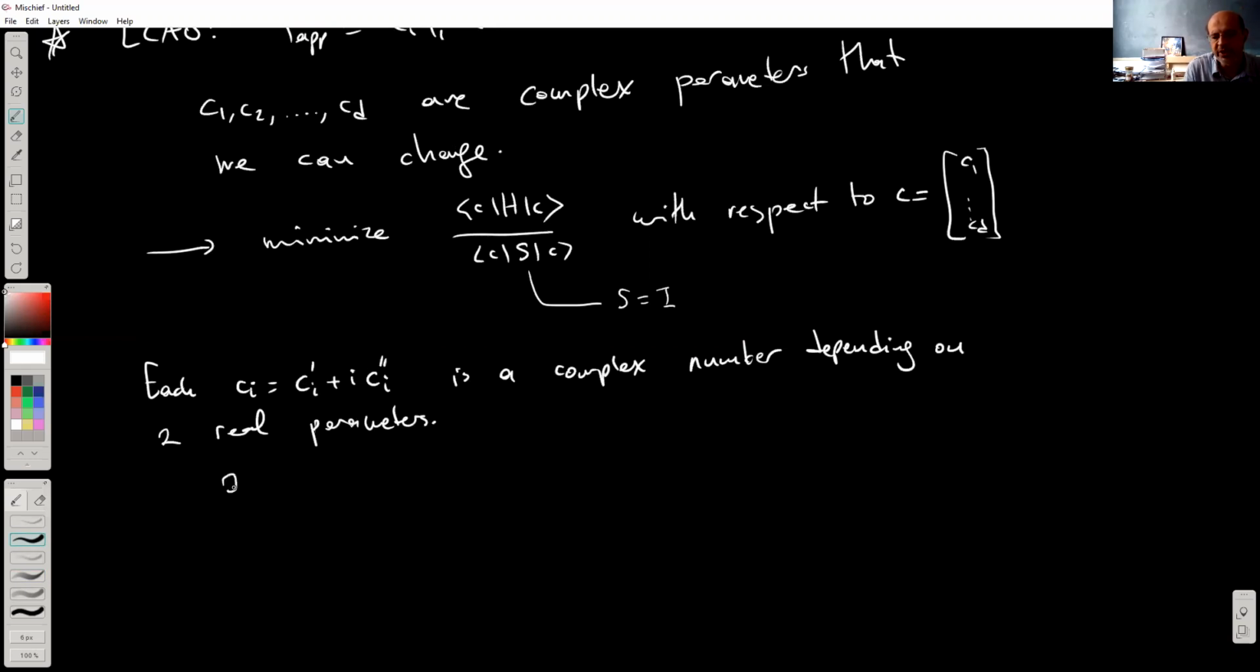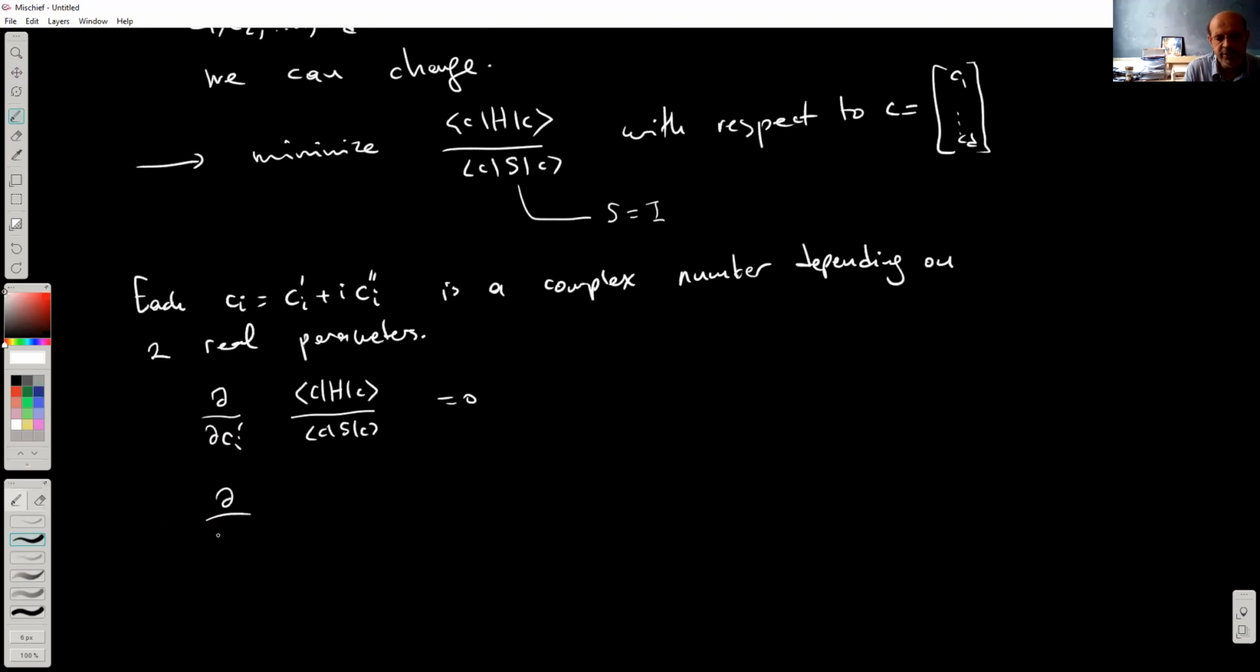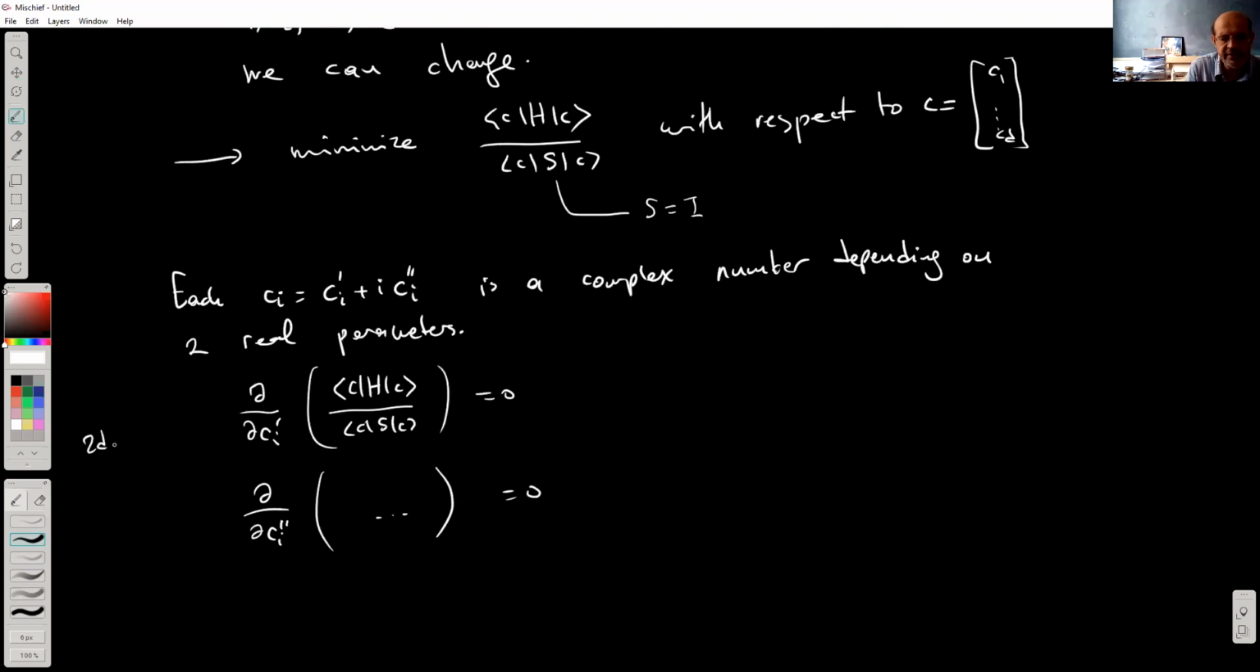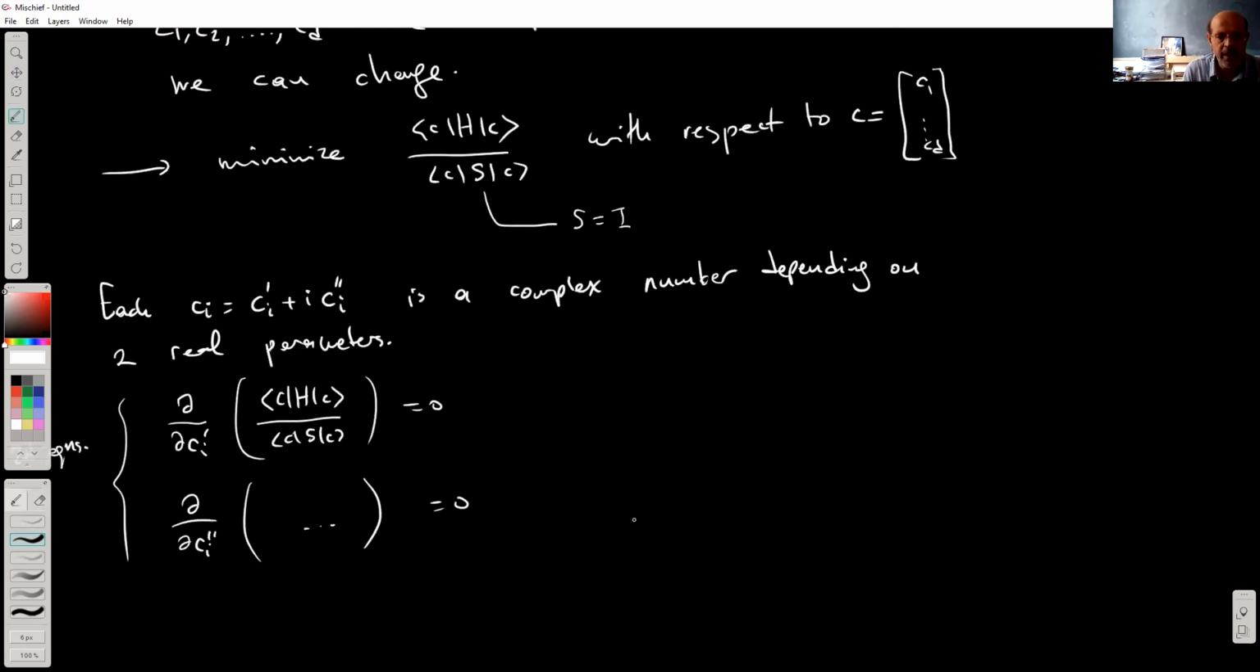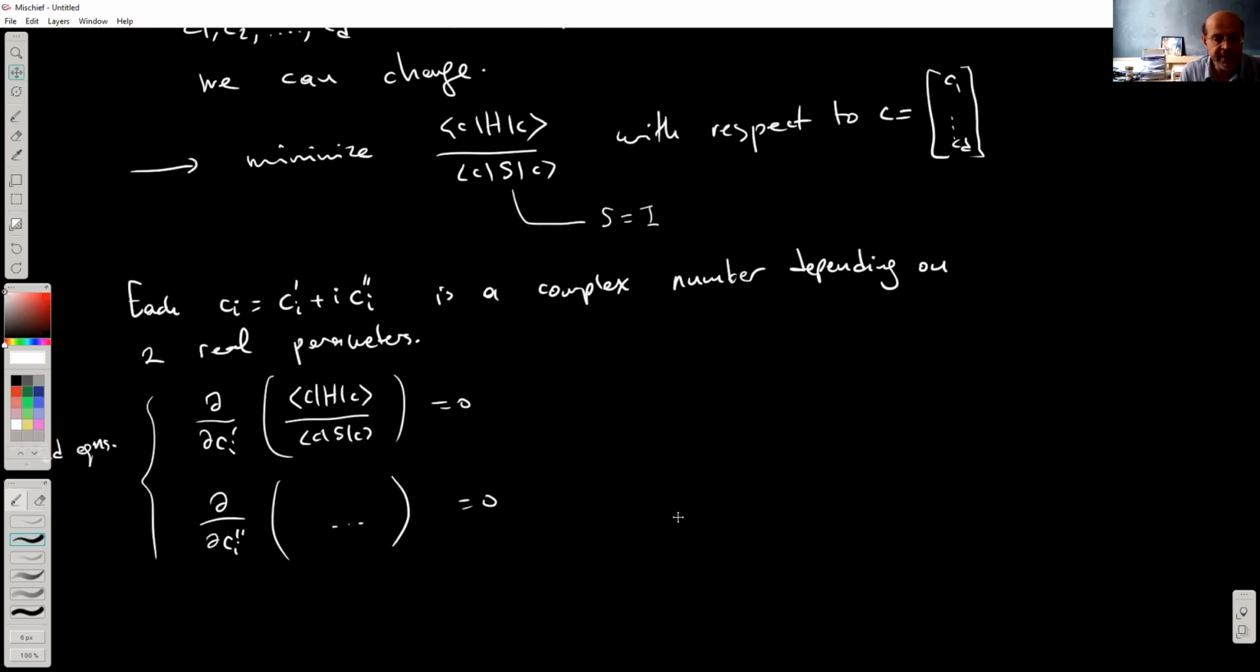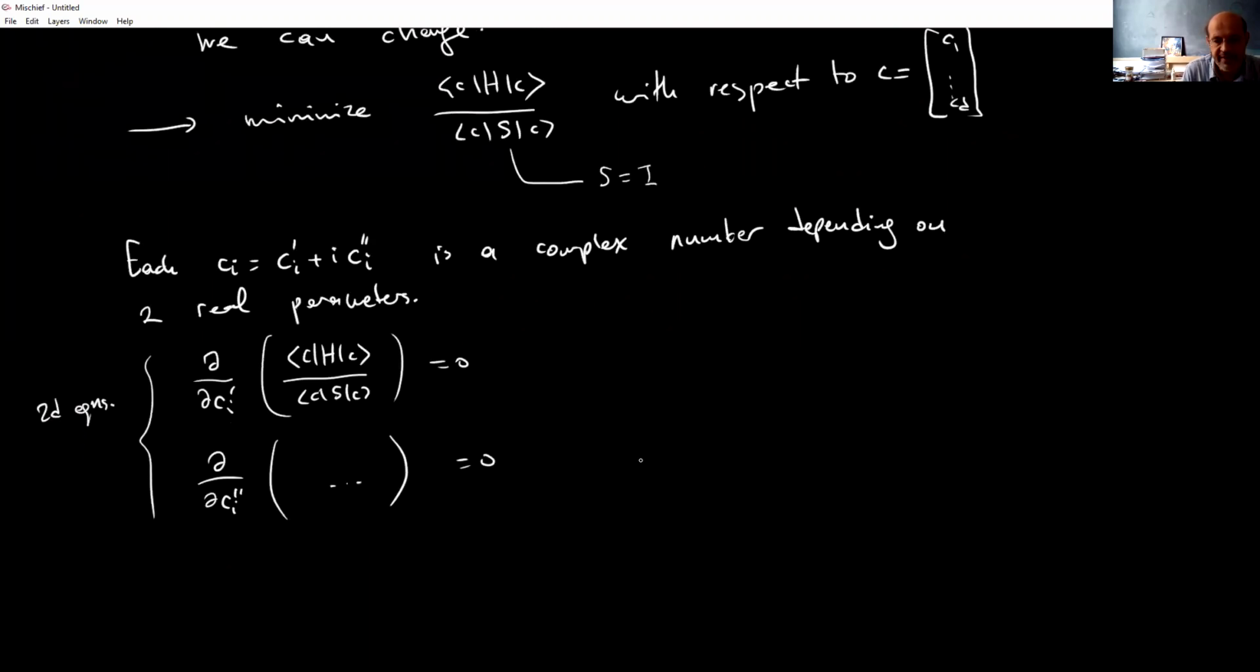So what you need to do is to take the derivative of that expression, right? It's the C-H-C divided by C-S-C, and set it to be equal to 0. And do the same thing for the other parameters as well. So let me not repeat this, right? Therefore there are 2D equations in here, okay, that you need to solve. All right, that's one way.